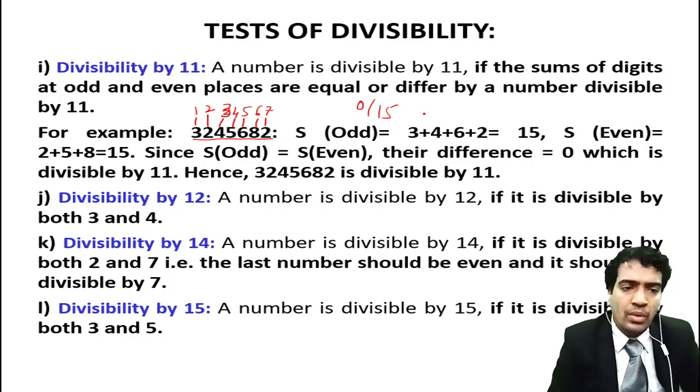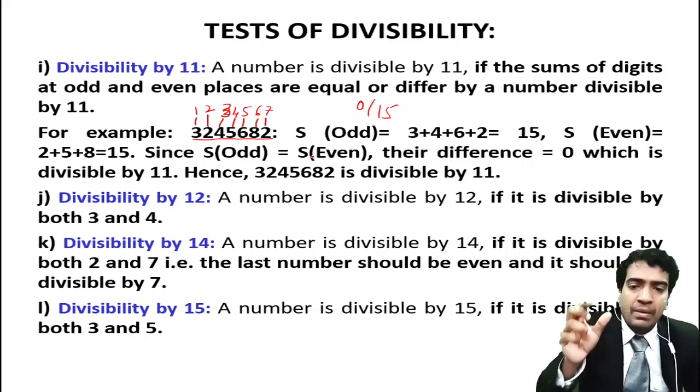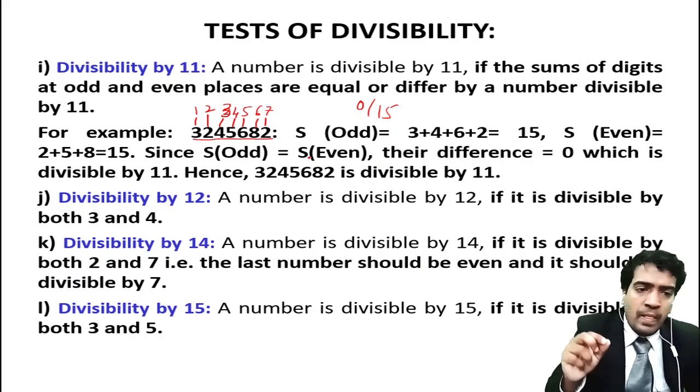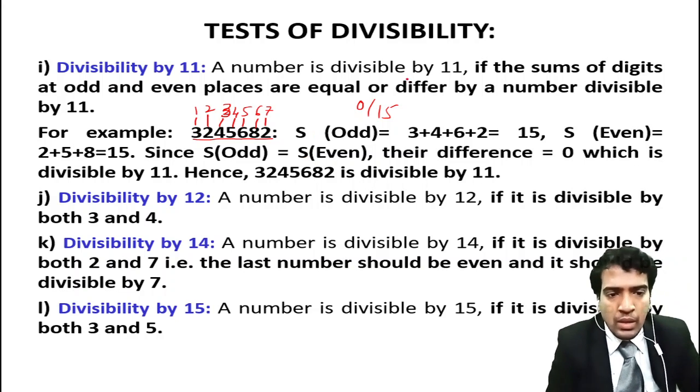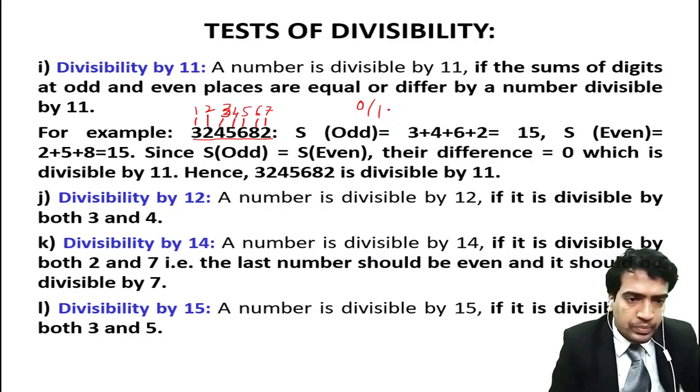15 zeros are 0. So when the difference between the sum of the digits in the odd position and the sum of the digits in the even position is a number divisible by 11, then... I beg your pardon, here it should be 11. So 0 is divisible by 11. So that is why the entire number is also divisible by 11.